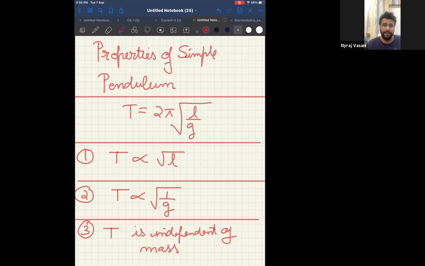Now listen. What is the formula for time period of a simple pendulum? The formula for time period of a simple pendulum is T is equal to 2 pi under root L by G. Understood this much? This is in seconds.